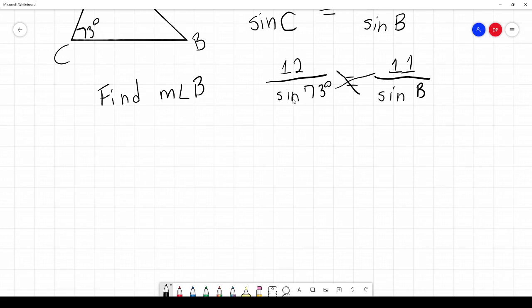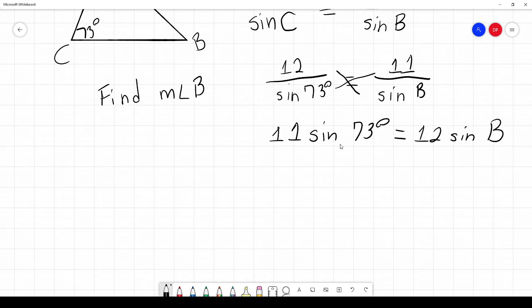So we do the bottom of the left times the top of the right. That's going to be 11 times the sine of 73 degrees. And we're going to set that equal to the opposite, the top of the left times the bottom of the right. So that's equal to 12 times the sine of angle B. All right.